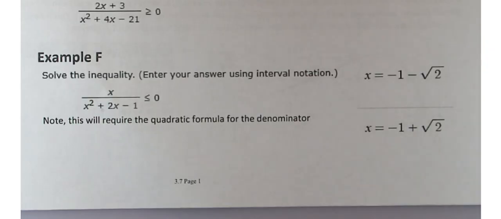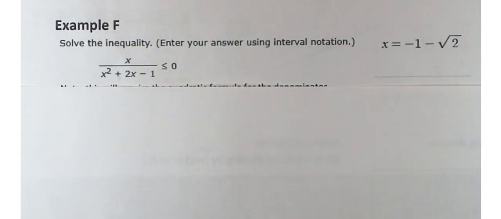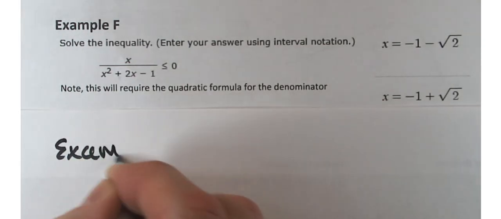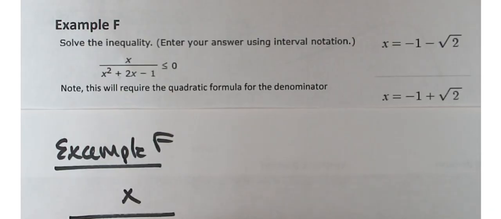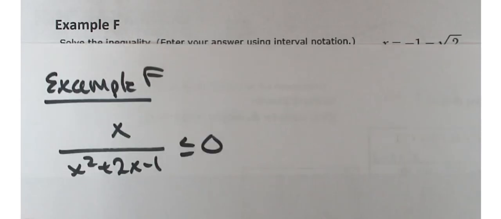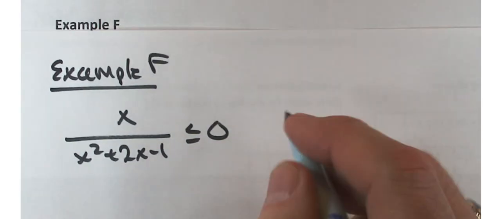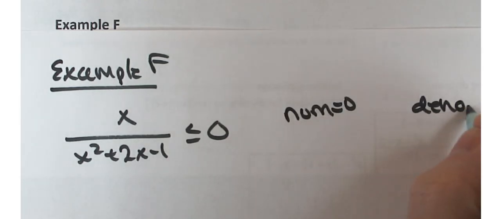Example F asks us the same kind of thing, except this time we want to know where something is less than or equal to 0. Example F: x over x squared plus 2x minus 1 is less than or equal to 0. And it's going to be the same kind of thing that we saw in the last part. That is, I want to know where the numerator equals 0 and where the denominator equals 0.